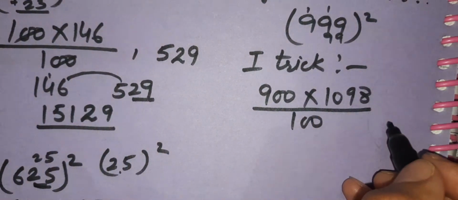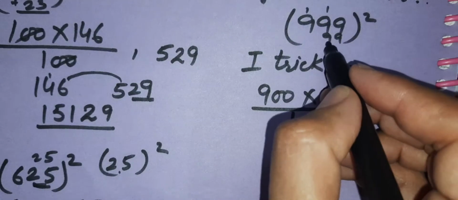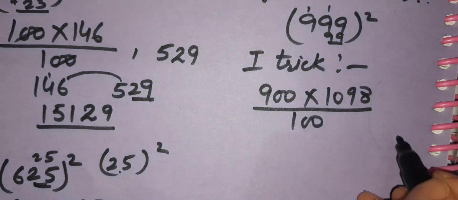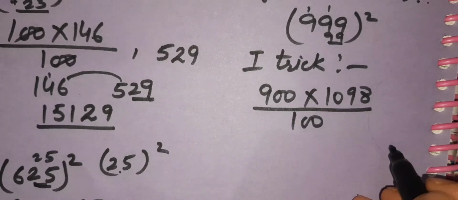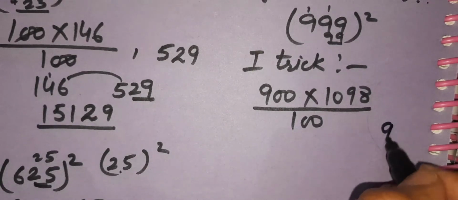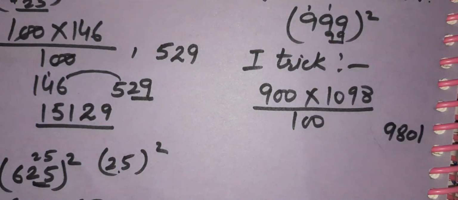Okay, and on the right, what will we do? We will write the square of this difference, that is 99. In the previous video, we discussed the square of a 2-digit number. In the same way, you calculate here. So I get the square of 99, that is 9801. I have written it in the right portion.